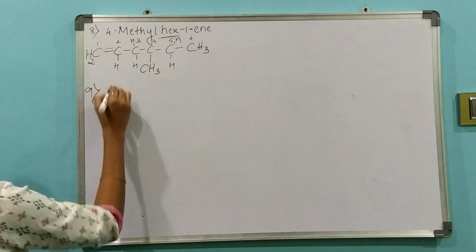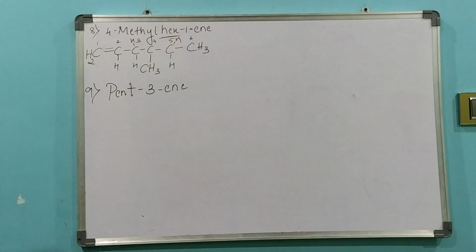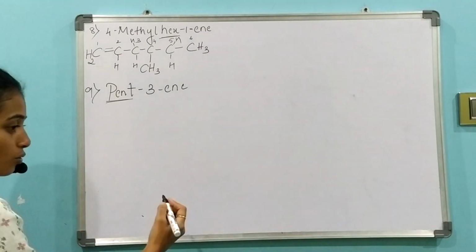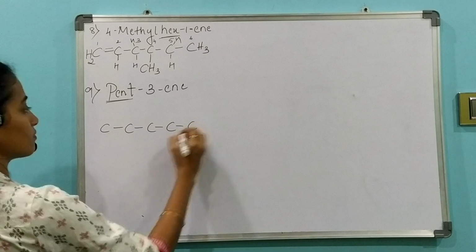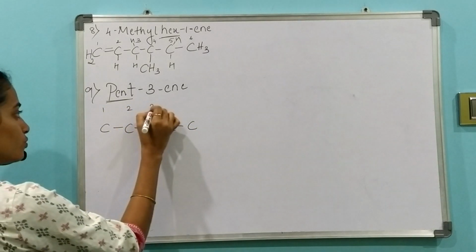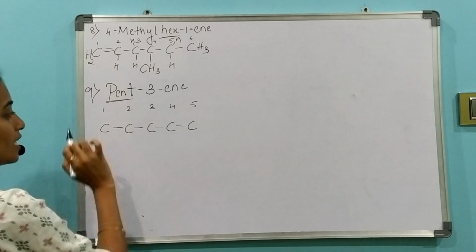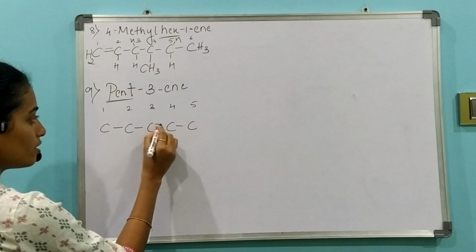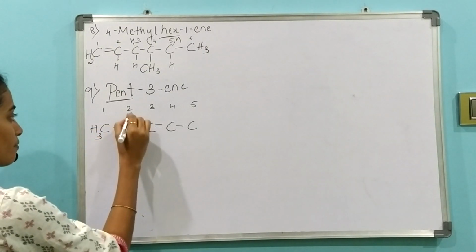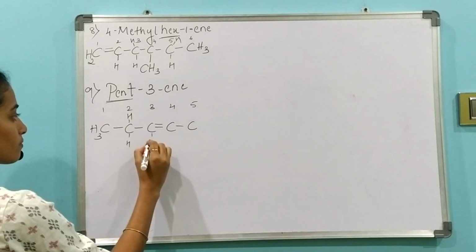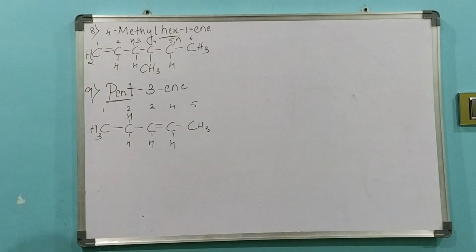Write the 9th one. Pent 3-ene. That is pent 3-ene. Pent is a root word which is saying you are having the 5 carbons in the straight chain. Take 5 carbons in the straight chain. Okay. Number those. Carbon 1, 2, 3, 4 and 5. Pent 3-ene. What is it saying you? 3-ene. Between the 3rd and 4th carbon you are having the double bond. Write the valences of the carbon. CH3, CH2, 1 hydrogen here and here CH3. It is pent 3-ene.